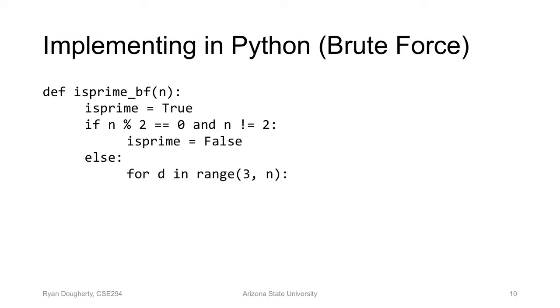Otherwise, we check between 3 and n minus 1. Why did I not write n minus 1 there? Because it doesn't include that amount. All ranges in Python have an inclusive lower end and exclusive upper end, so this goes up to n minus 1. Then we check if d divides the number that we're given. If so, we just found the divisor we were searching for, so we set the flag to false. And then we return the flag, either true or false. Okay? Any questions on that?